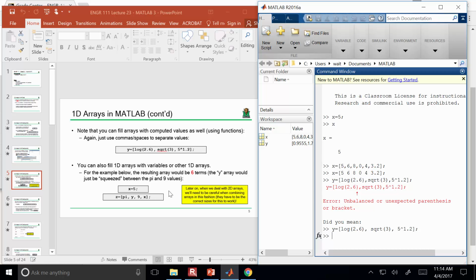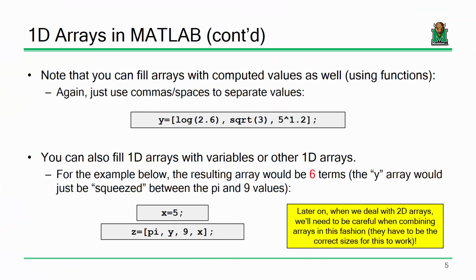And we can also put other variables into the array. So we've previously defined y in this line. So what you should do next is define x as the number 5. And then z you can define as pi, which it's going to understand as 3.14159 and so on. Y, which we've defined before, 9, and x. And so it will insert whatever numbers have been assigned to those variables inside of our new array, z.